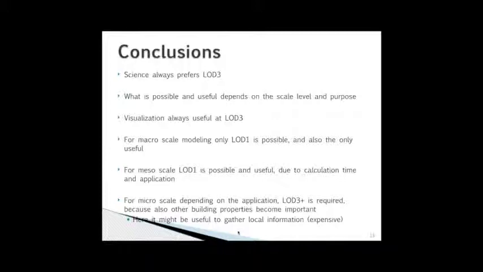For the mesoscale, it's also preferable to use LOD1, but more accuracy can definitely be added by at least going down to LOD2. And especially if you go to the micro scale, then LOD3 is really important. And actually, I wrote down LOD3 plus, because you really need to go further into that, and you might actually have to resort to local data gathering, which is expensive.